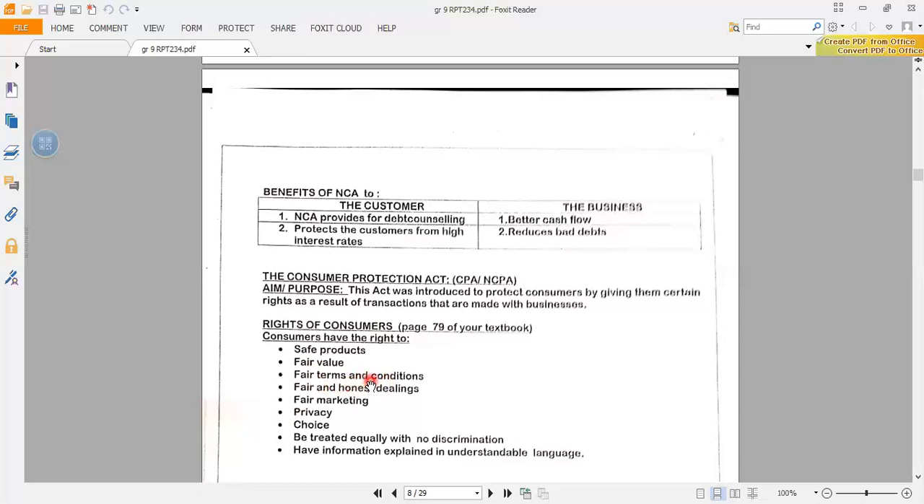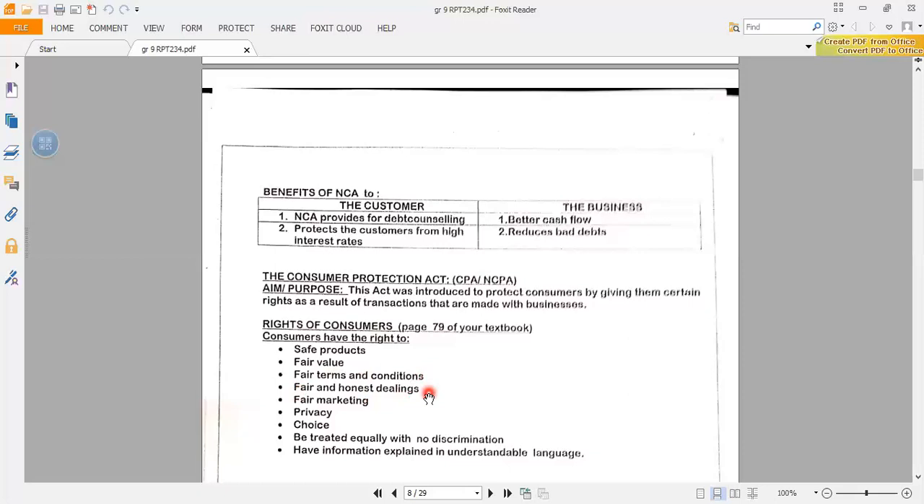Then fair terms and conditions for that product. What does fair terms and conditions mean? Fair terms when we're concluding the deal, right? Meaning there cannot be a very high price attached to the product. And the conditions thereof mean the consumer has to be given a fair time to settle the cost of it. Then fair and honest dealings.